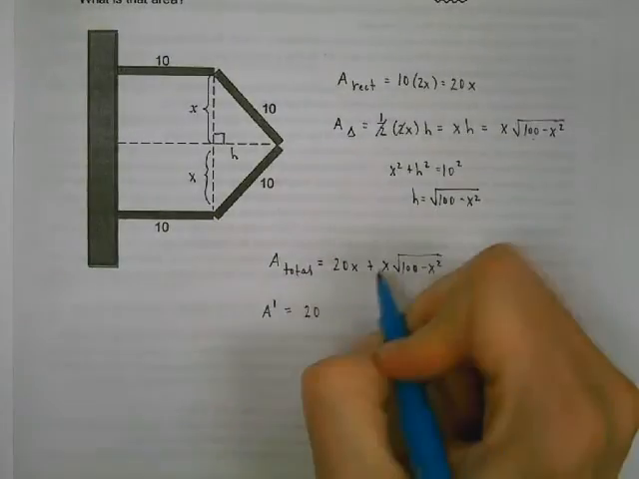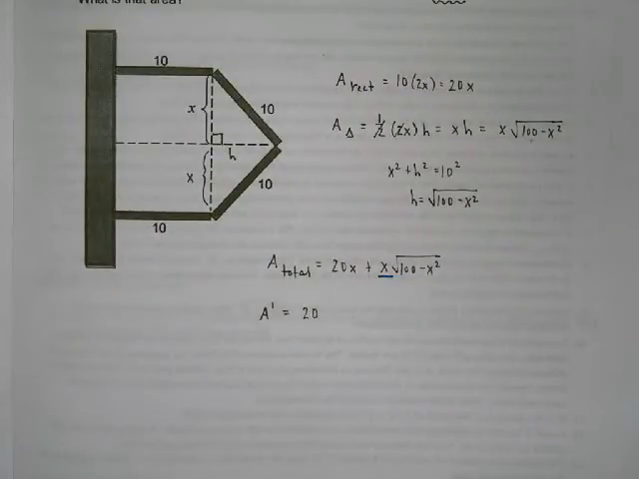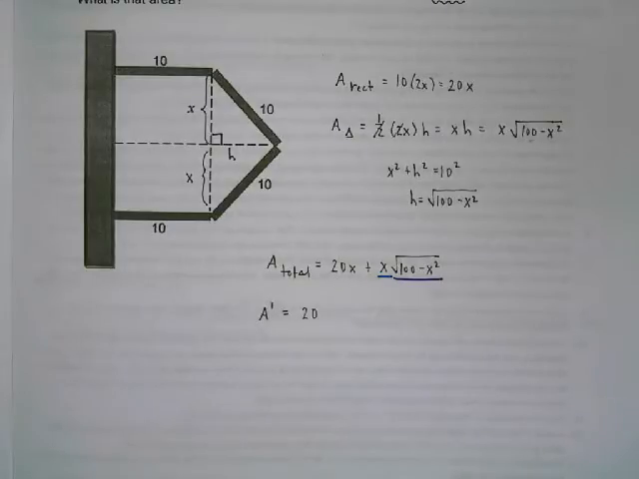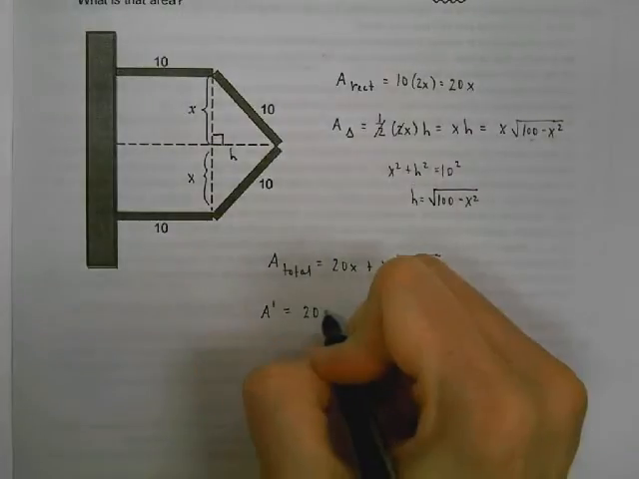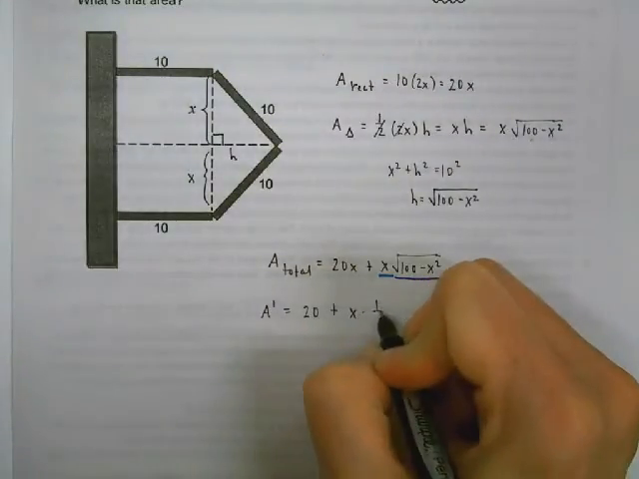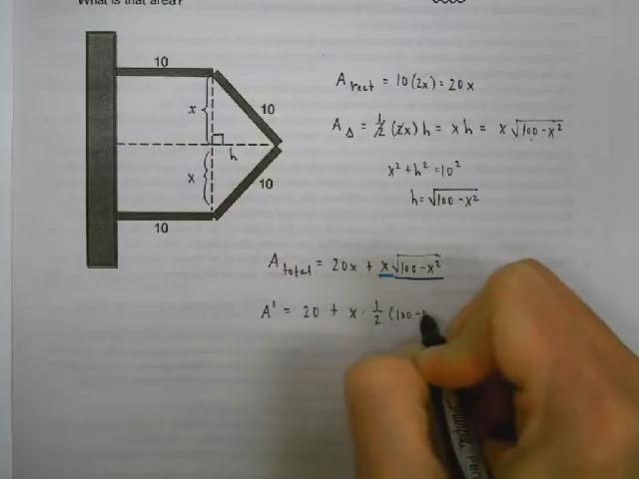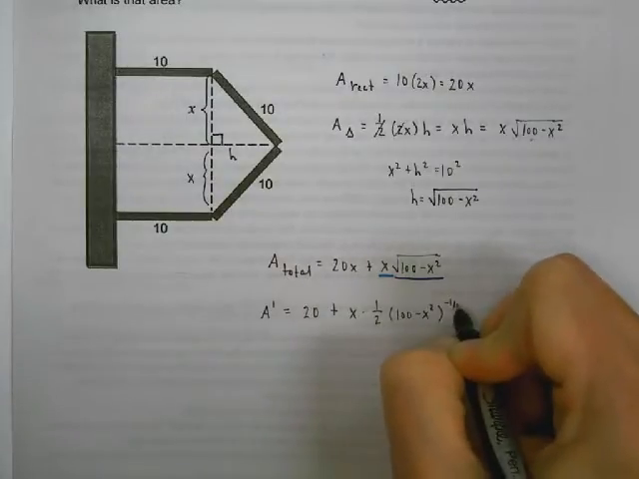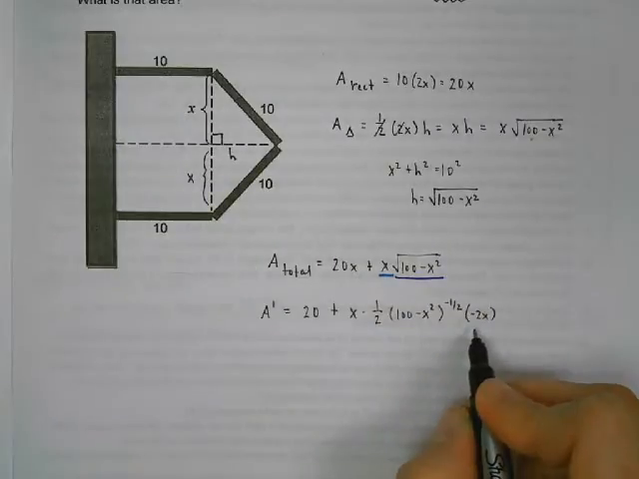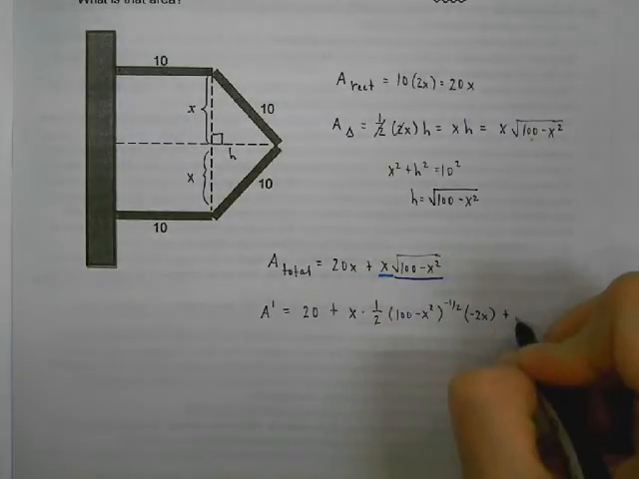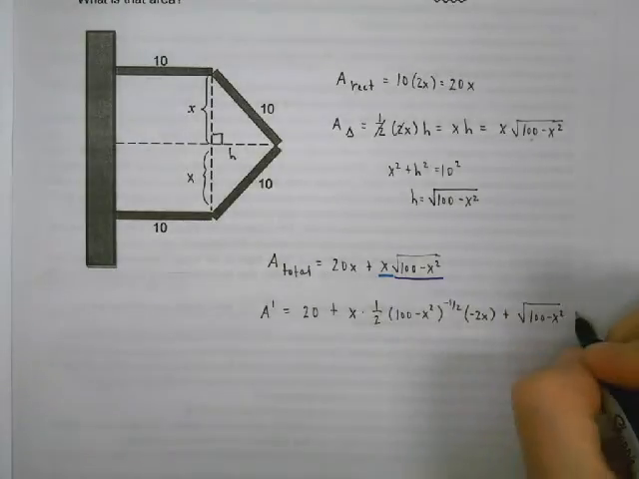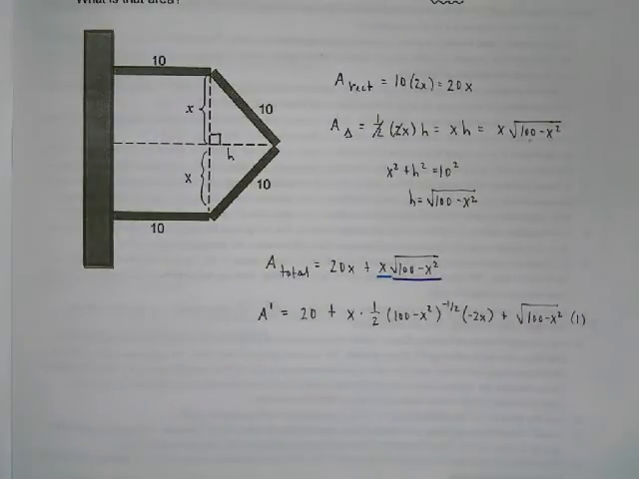Now here again, we have to be careful. This is another product rule. My first function is x, and then I have times the square root of 100 minus x squared. So I have plus x. I'm going to differentiate my square root. So times 1/2 times 100 minus x squared to the negative 1/2 times negative 2x. Again, here's my chain rule piece. And then plus the square root of 100 minus x squared, and then the derivative of x is just 1.